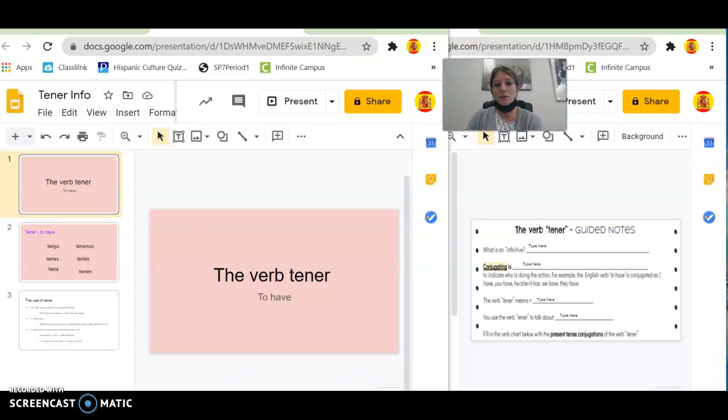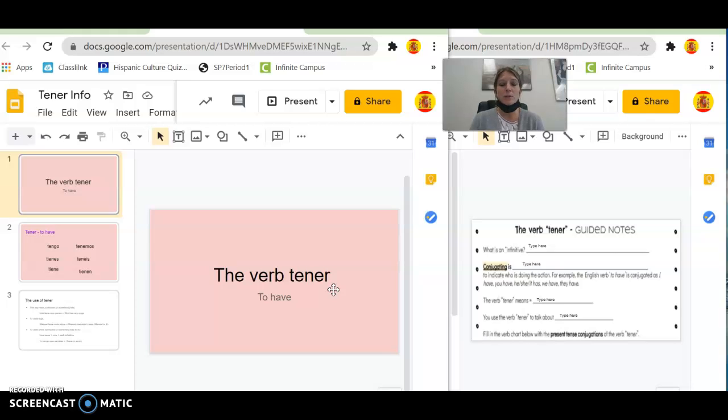I'm going to leave mine split screen like this so you can see how what I'm presenting answers the questions that you need to. You may wish to pause now and open your assignment so that you can go back and forth as I discuss. All right, so here's our verb tener. When it's written like that, that is an infinitive. An infinitive is a verb in its original form with AR, ER, or IR still attached.